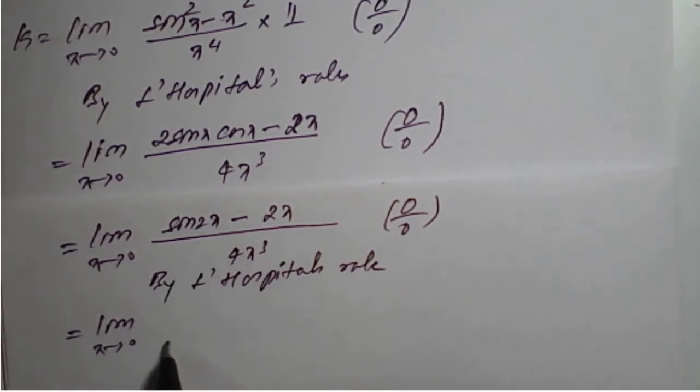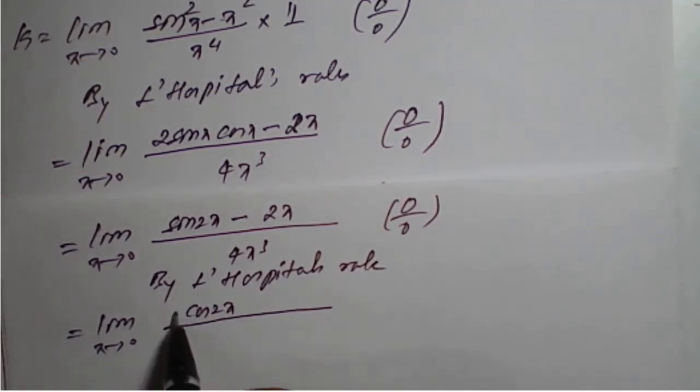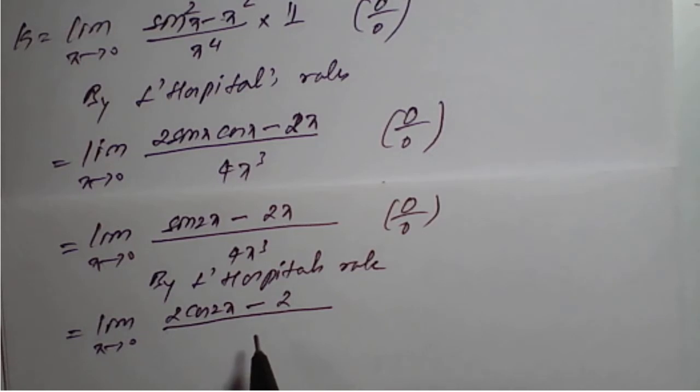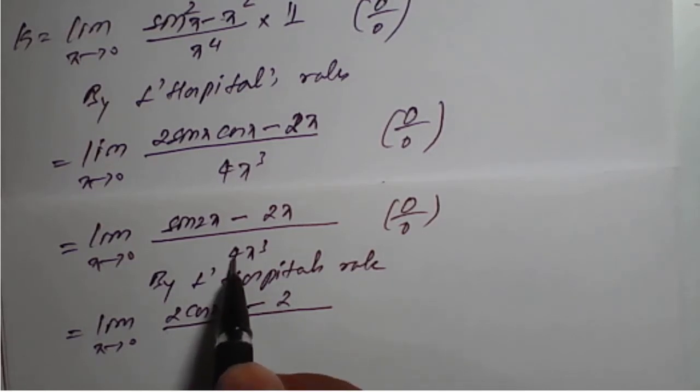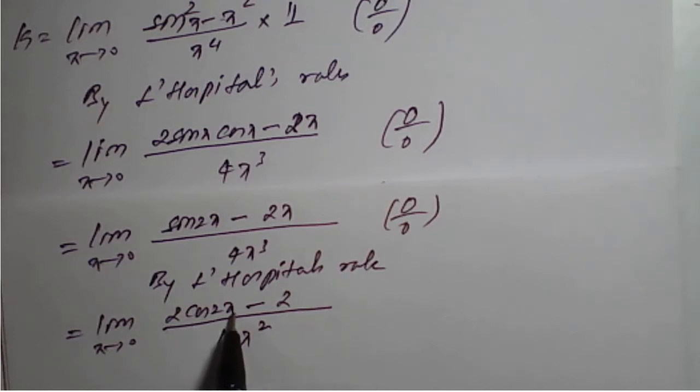So differentiation of sine 2x is cos of 2x into 2. I will write 2 before, minus differentiation of 2x is 2, divided by differentiation of 4x cube is 12x square. So it will be easy for the next level. So now if I again apply x is equal to 0, so cos of 2 into 0, cos 0 is 1, 1 into 2 is 2, so 2 minus 2 is 0, then again 0 square.